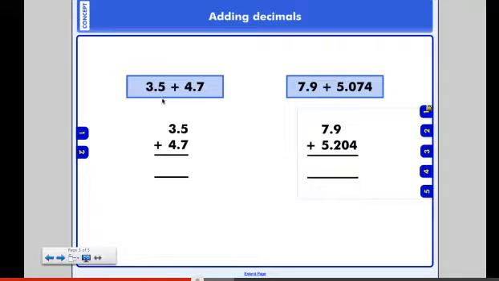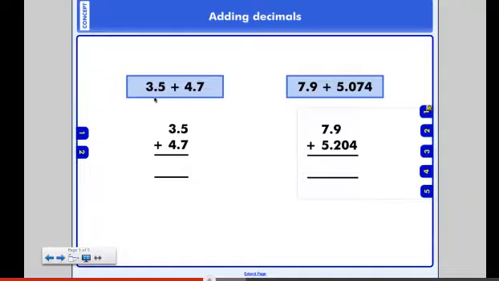Let's take a look at our first example. We've got 3 and 5/10 plus 4 and 7/10. Now my first step is to make an estimate of this. So I'm going to round to whole numbers because that's an easy way to make an estimate in my head.